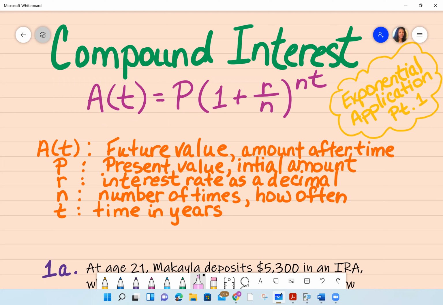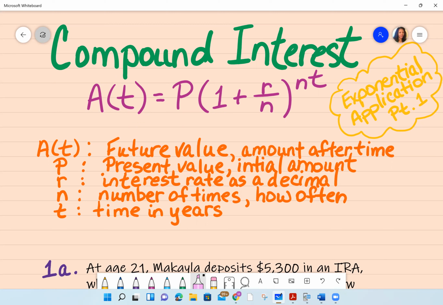So A of t represents a future value. And typically when you're looking at it in a word problem, it'll say, what is the amount after so many years? And sometimes it's not given as a straight year. It may be given as months. So just be prepared to convert that. So if it said 6 months, you would write 6 out of 12, which is representing 6 months out of the year.